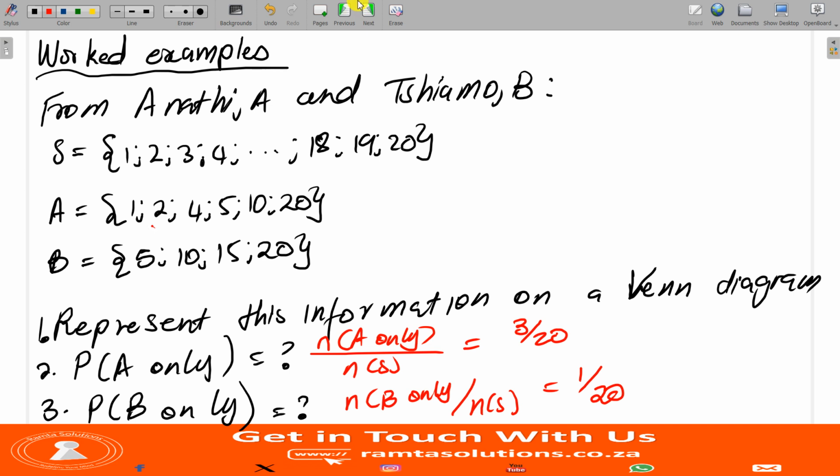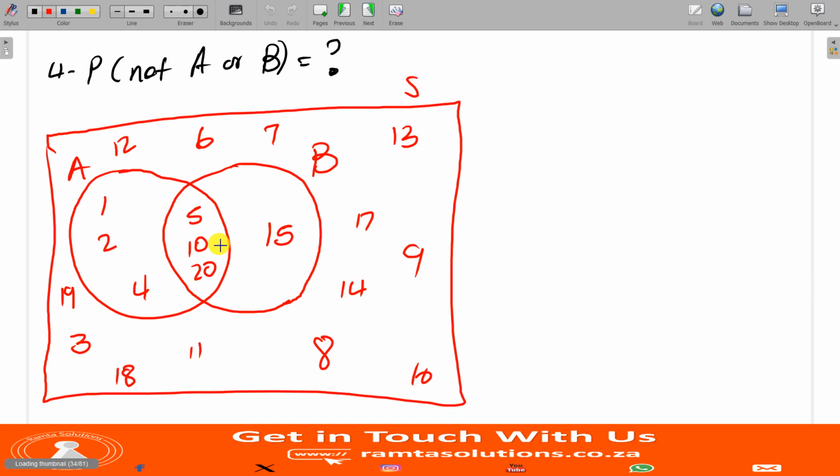Remember, guys, this Venn diagram contains the elements and not the probabilities. Your Venn diagram can contain probabilities and it can contain elements or outcomes. Okay, let's say elements. Okay, perfect. Now, we're done. Now, what is the probability of neither A nor B?